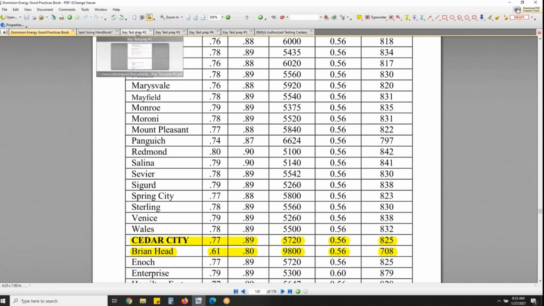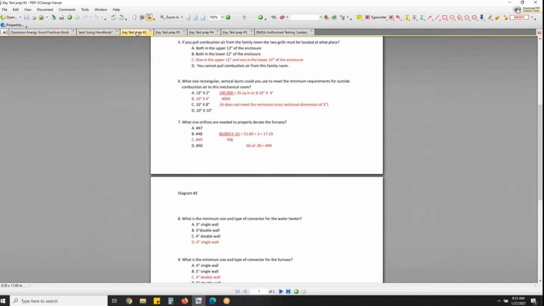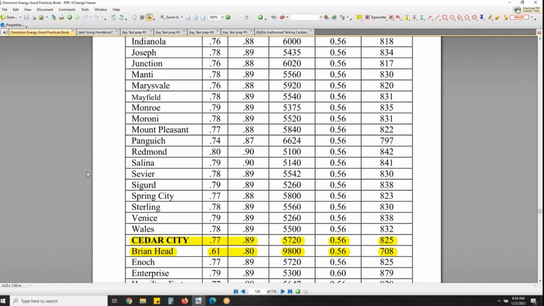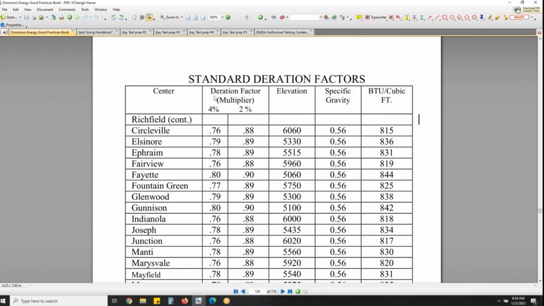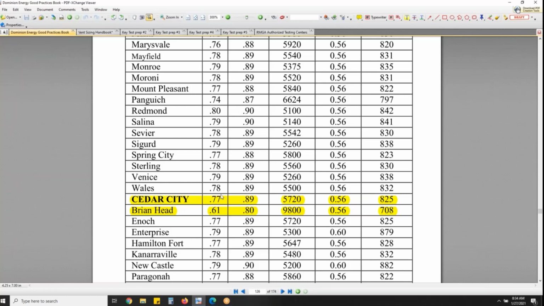So let's go back to this here real quick. So I have 60,000 BTUs times 0.61 because that is my deration factor for Bryan Head. You got that one, Carlos? Standard deration factor. We always use 4%. So for Bryan Head, it's 0.61.